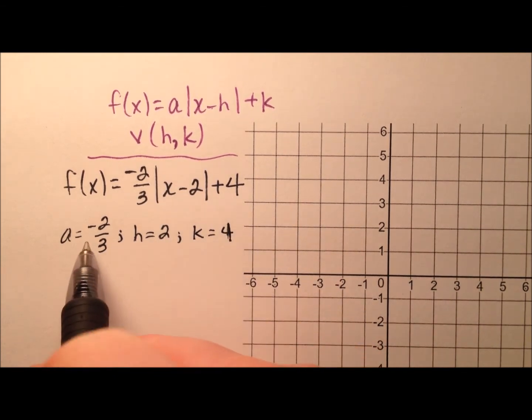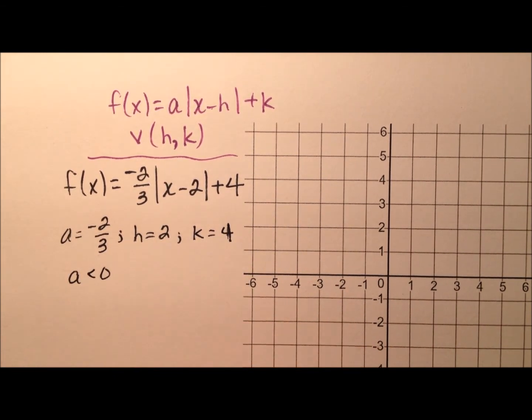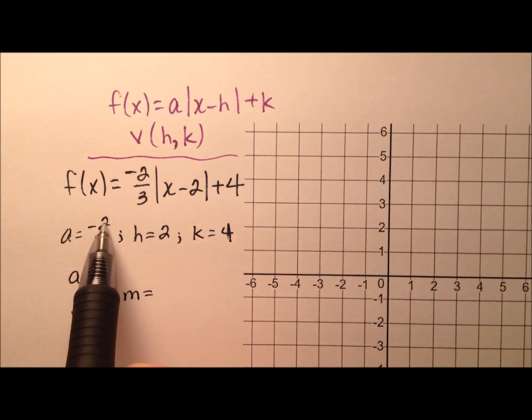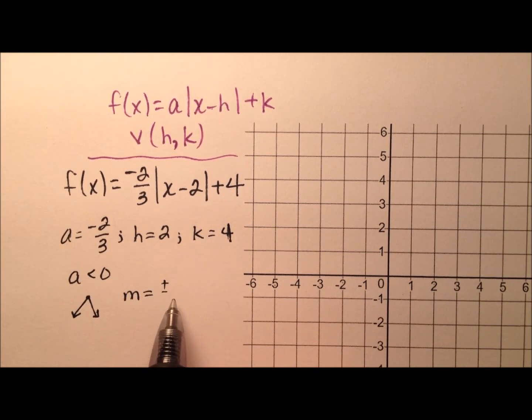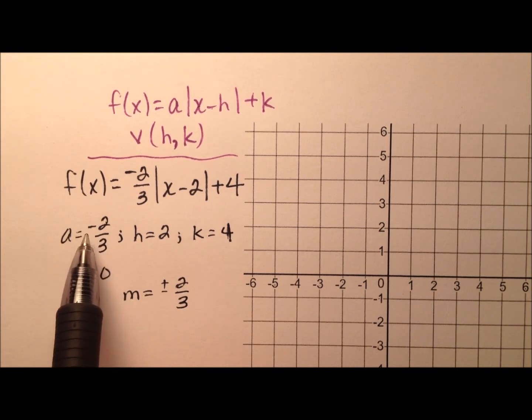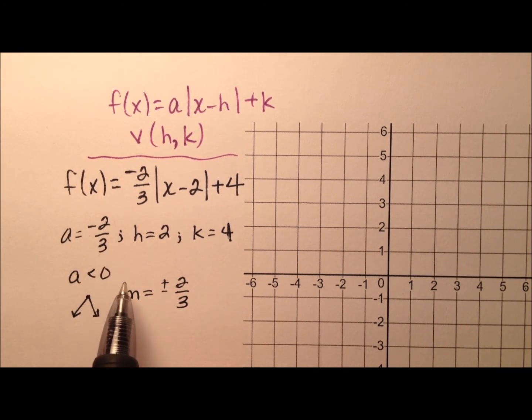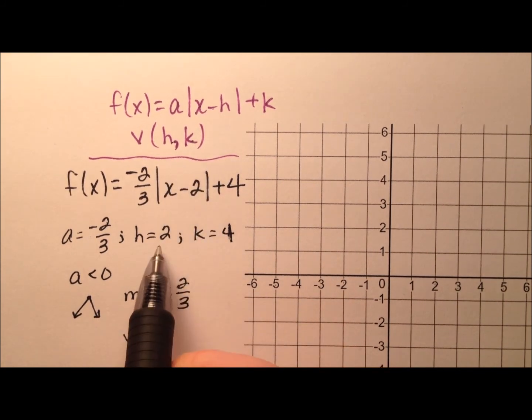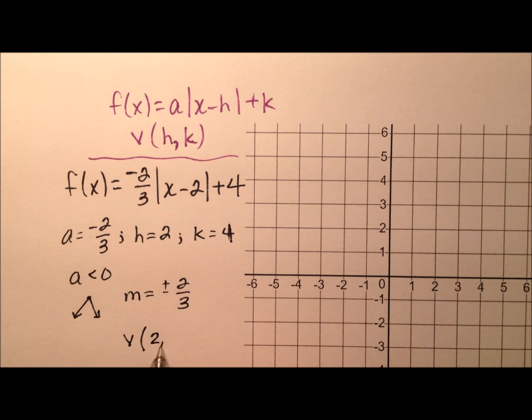Okay, so the fact that a is negative indicates that this V shape for our absolute value graph is going to open downward. Additionally, because it's 2/3, I know the slope of these two lines are going to be positive and negative 2/3. So we have a stretch here because the absolute value of a is between 0 and 1. So our vertex then is going to be (h, k), so (2, 4).